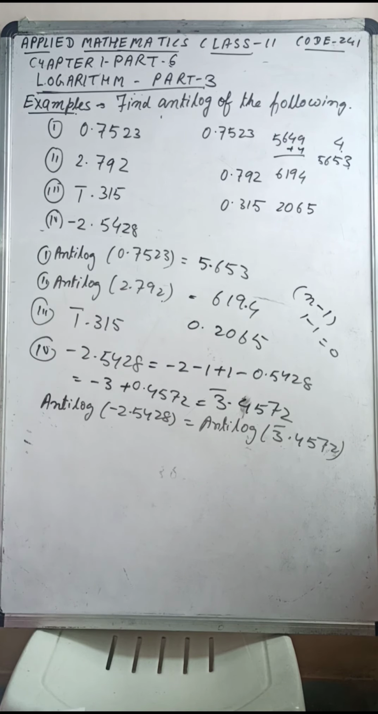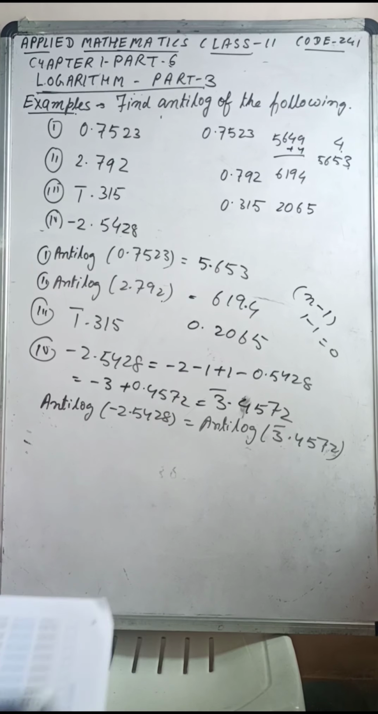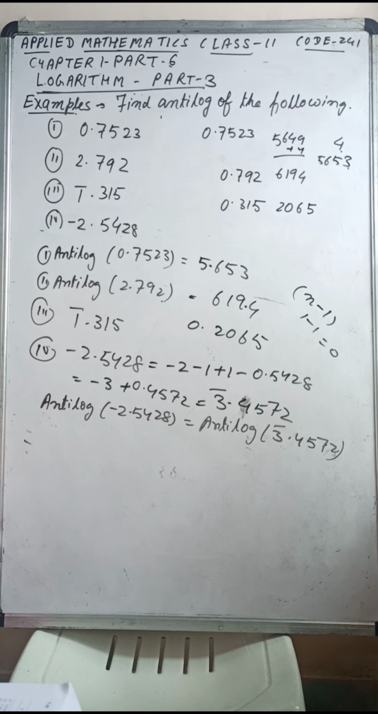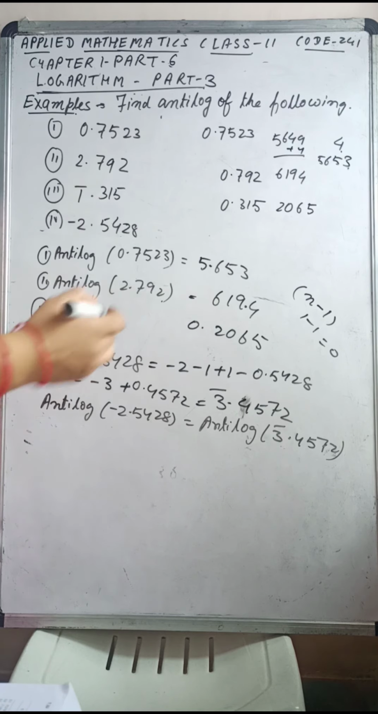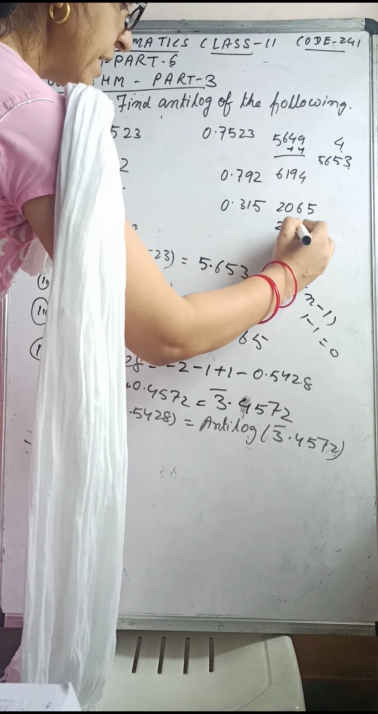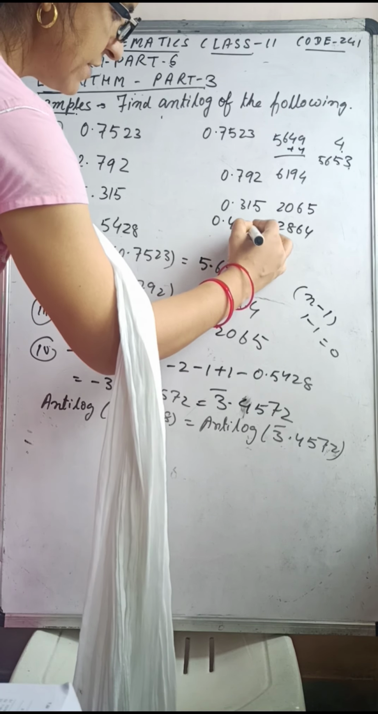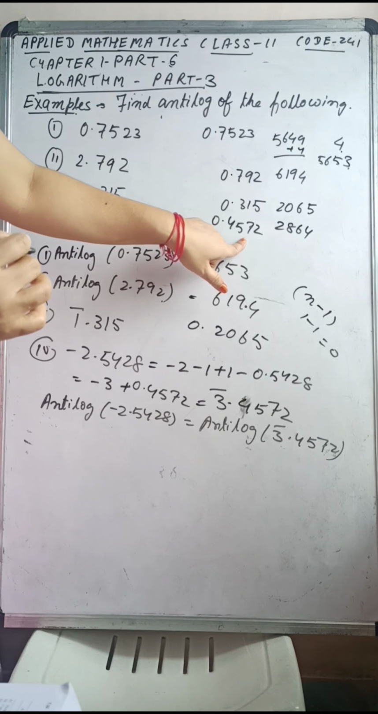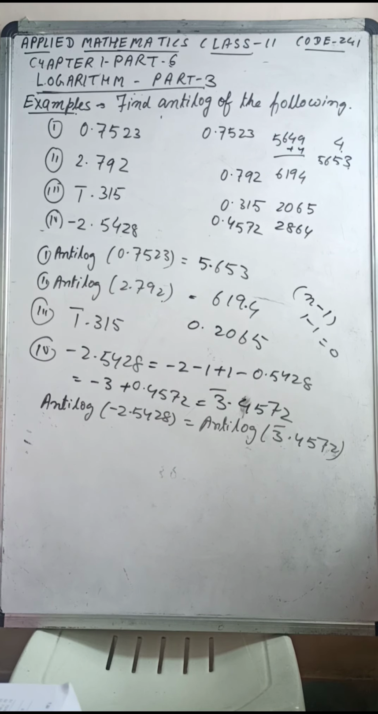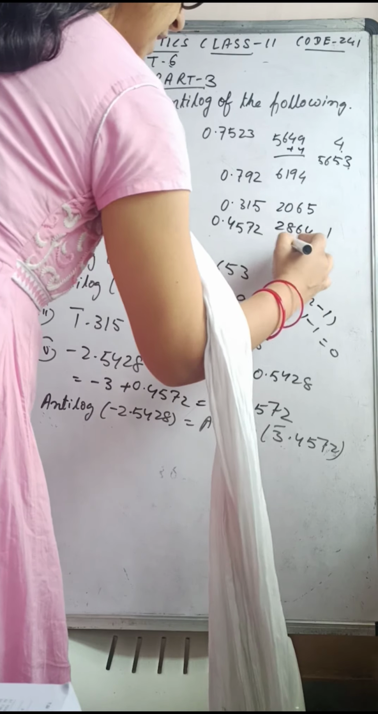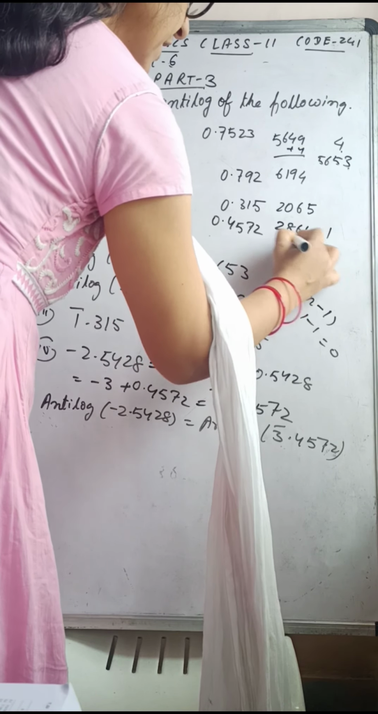0.45 row. Let me see, 0.45. Okay, we have got under the column 7 is 2864. Over here 0.54572. So under the column 7 it is 2864. And the difference 2 is 1. So I'll be adding it. So we will be getting 2865.